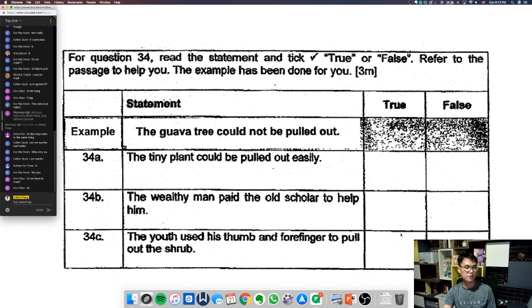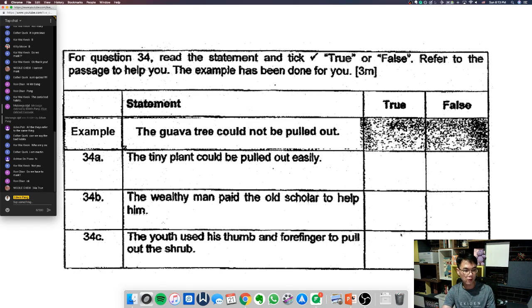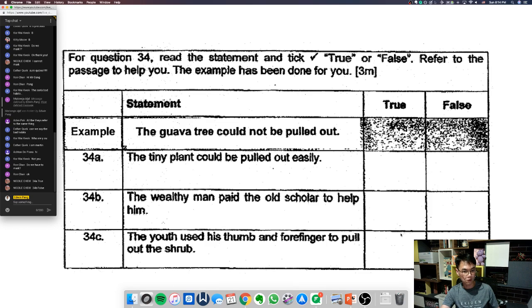So question 34, A, B, and C. Nicole, I'd like you to try to answer these 3 questions. Can you just type in your answer very quickly? True or false for 34A, 34B, and 34C. Wonderful, Nicole. So the tiny plant could be pulled out easily. Very good. 34A is true. Well done. What about 34B, Nicole? 34B is false. Very good.